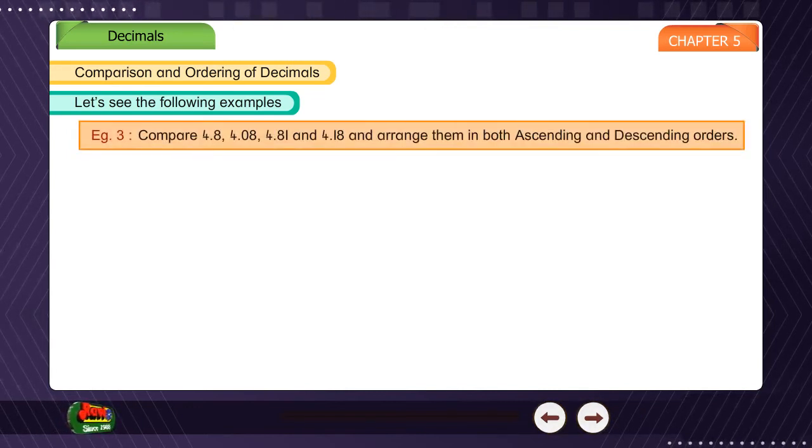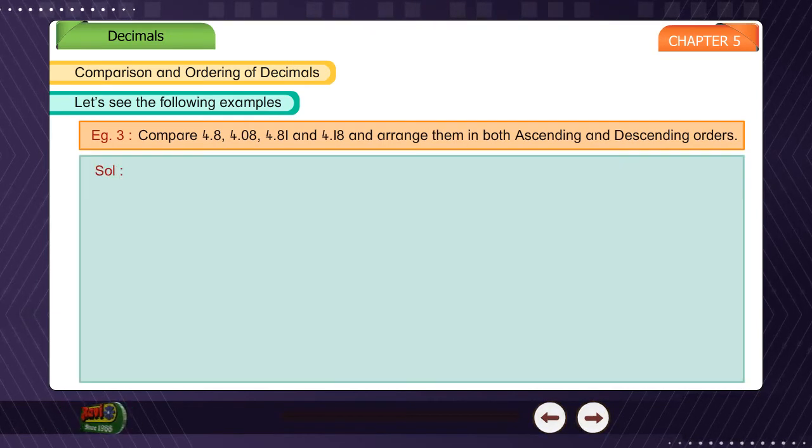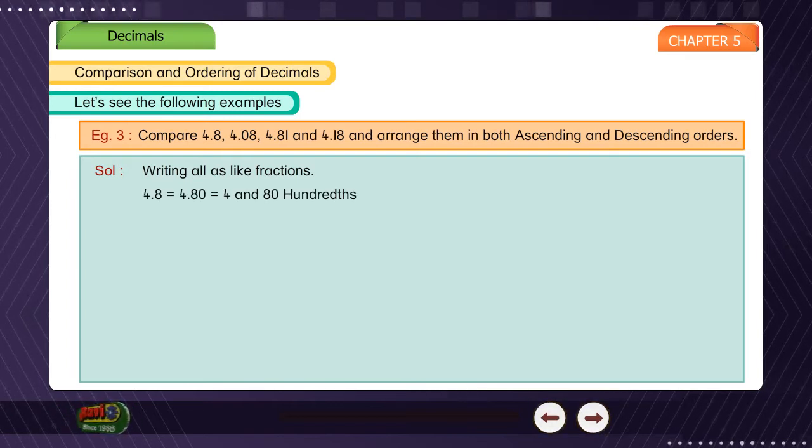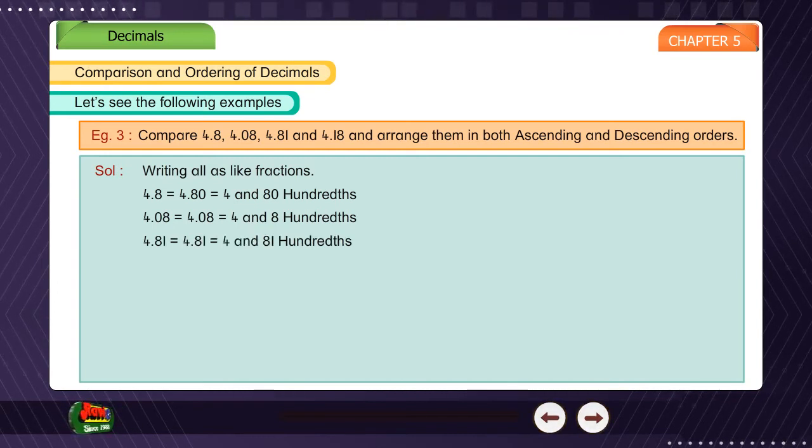Example 3. Compare 4.8, 4.08, 4.81 and 4.18 and arrange them in both ascending and descending orders. Solution: writing all as like fractions. 4.8 is equal to 4.80 is equal to 4 and 80 hundredths. 4.08 is equal to 4 and 8 hundredths. 4.81 is equal to 4 and 81 hundredths. 4.18 is equal to 4 and 18 hundredths.